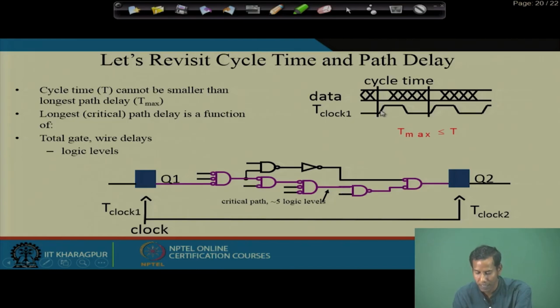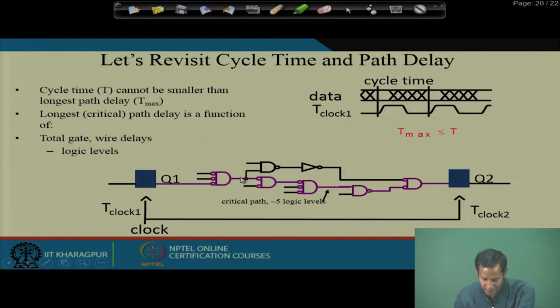So, to avoid the violations, we always have to consider that at the clock edge the data must be stable, it will not change its value. Here you see at every clock edge, the data are fixed, it is not changing its value. So, that is why this cycle time cannot be smaller than the longest path delay, which is the T max. And the longest path delay is a function of the total gate and wire delays, where these gate delays depend on the number of logic levels.